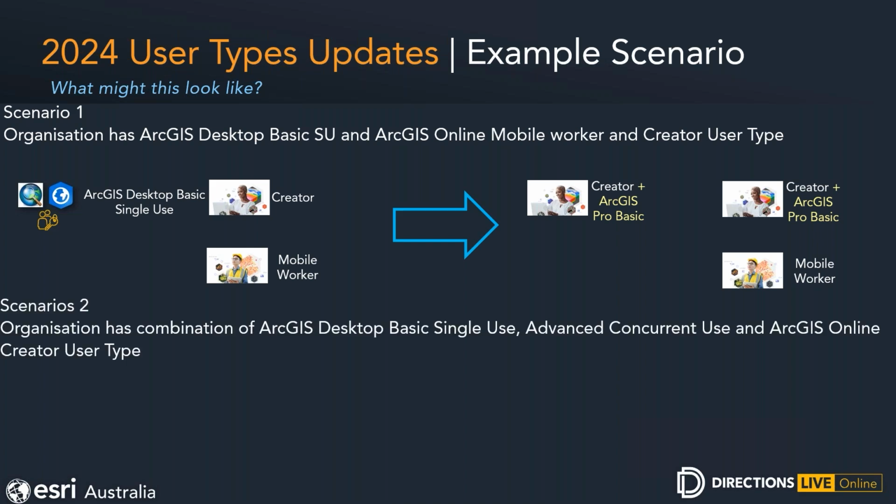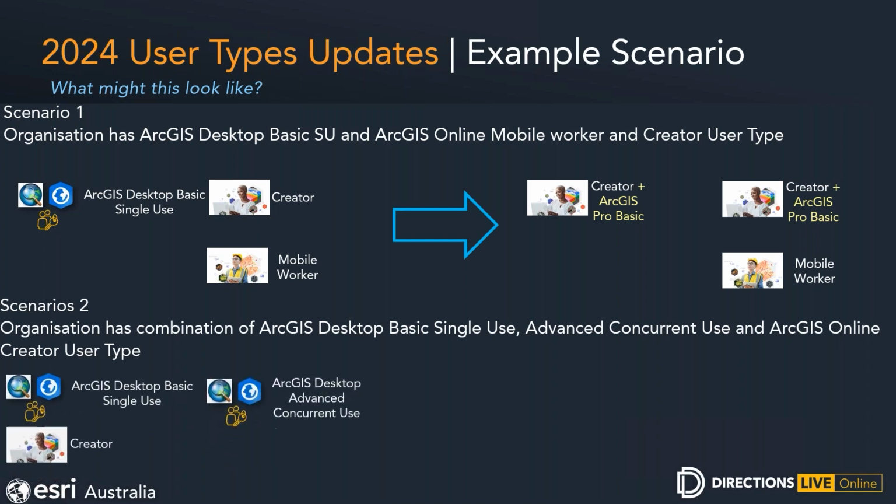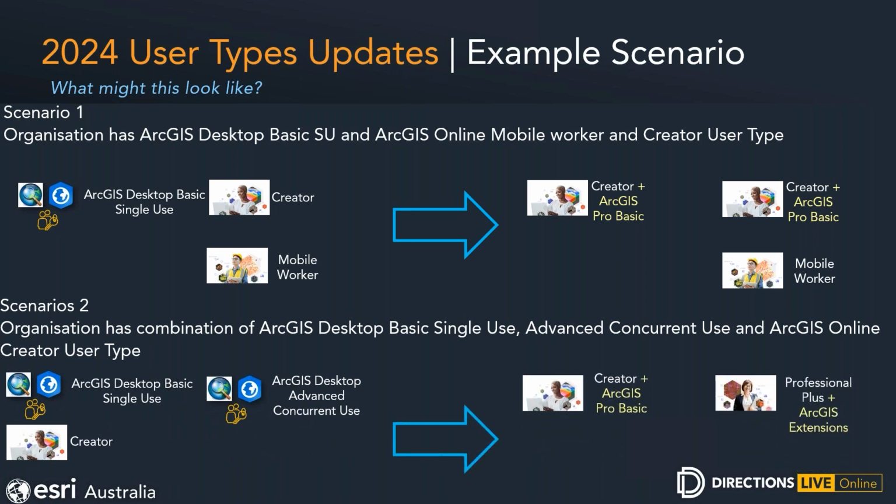In our second scenario, our organization has a combination of ArcGIS Desktop Basic Single Use, Advanced Concurrent Use, and ArcGIS Online Creator User Type as part of their ArcGIS Online entitlements. Moving forward, this organization can then choose to move across to the creator, which enables them to have that named user or user type with the additional ArcGIS Pro Basic included in there. They can then choose to move across to the Professional Plus, which then matches the ArcGIS Desktop Advanced they had before, and that will include access to select and popular ArcGIS extensions, as well as additional capabilities like CityEngine.